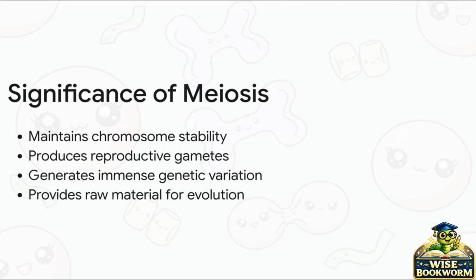So what are the superpowers of this remix engine? Why is meiosis such a big deal? Well, first off, it ensures chromosome stability across generations. By cutting the count to N, it guarantees your kids won't end up with double the chromosomes you have. It obviously produces the gametes for reproduction, but really, the most profound thing it does is generate immense genetic variation through crossing over. That variation is literally the raw material that fuels natural selection and drives evolution over millions of years.